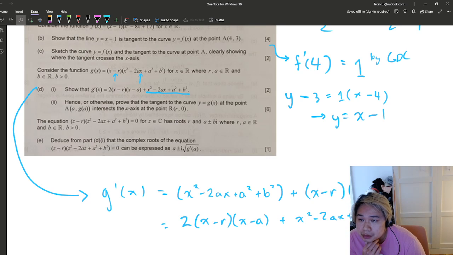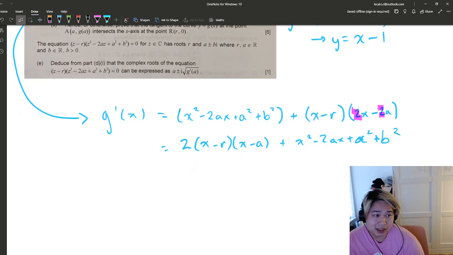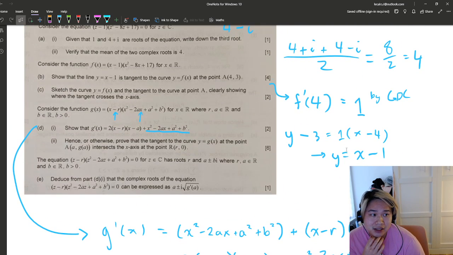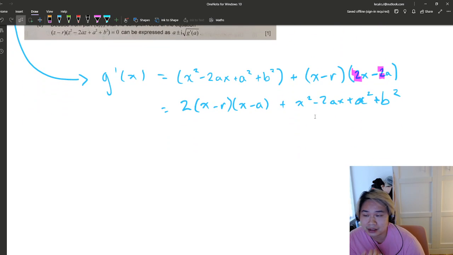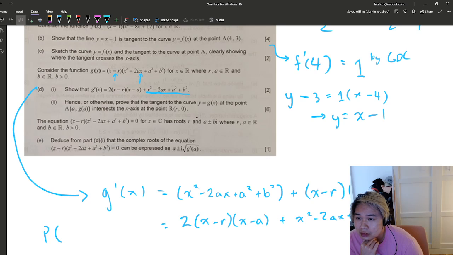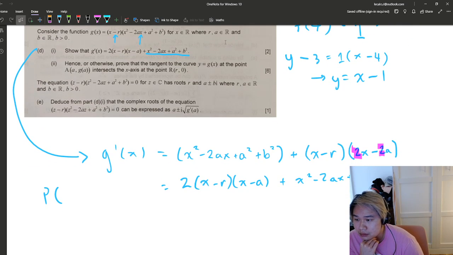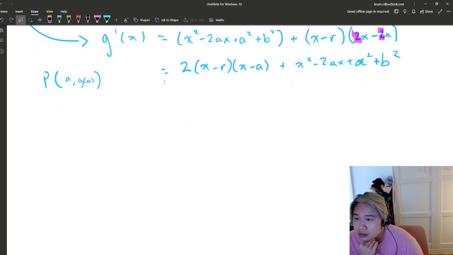Hence or otherwise, prove that the tangent line to the curve G at this point will intersect the axis at point R. Okay, it says hence. So I guess we're gonna do the same thing that we did here, just with variables instead. So at point P, what was the point? A. And then we got G of A. Okay.